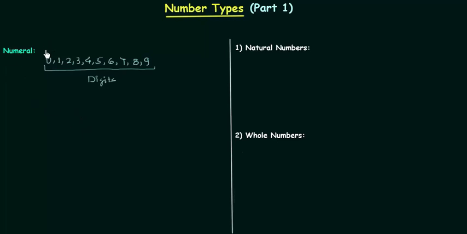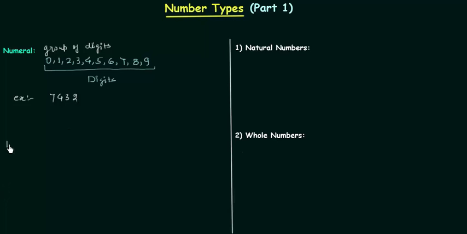So numeral is group of digits. For example, 7, 4, 3, 2 is a numeral, and this numeral is having 4 digits. 7, 4, 3, 2, these are the 4 digits, and there are two things that you should know in numerals.